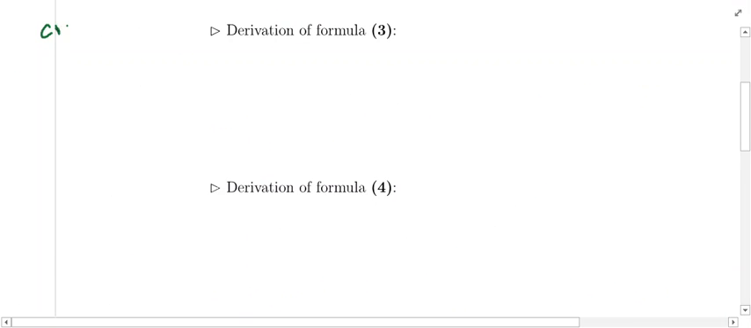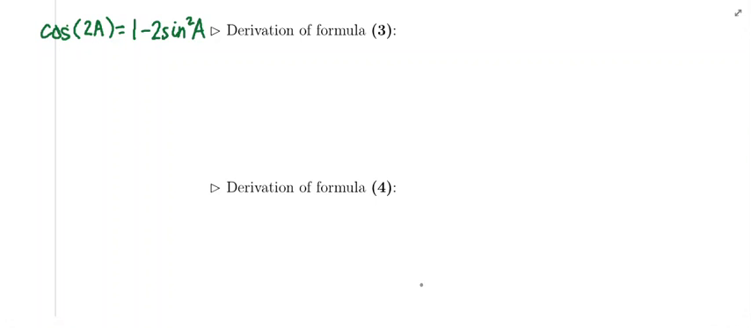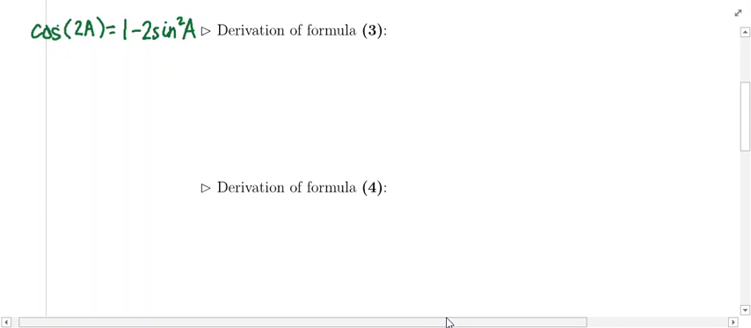We don't have to keep flipping pages here. So I'm trying to show that the cosine of 2A is equal to 1 minus 2 times the sine squared of A. All right, so here we go. We're going to start in a different way.